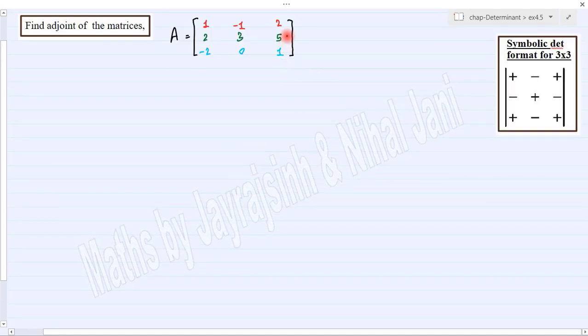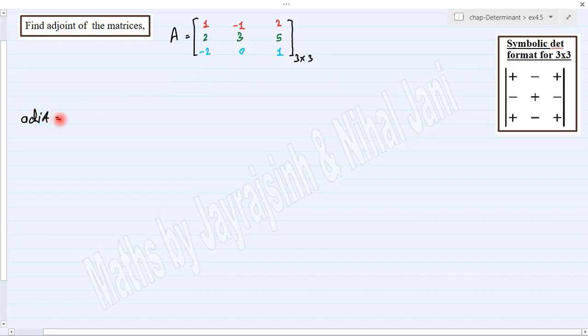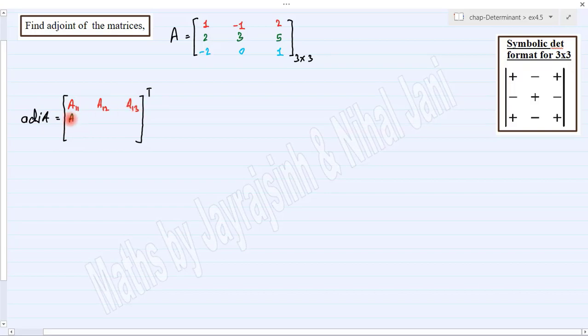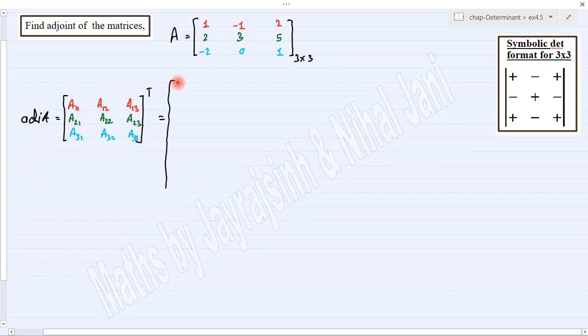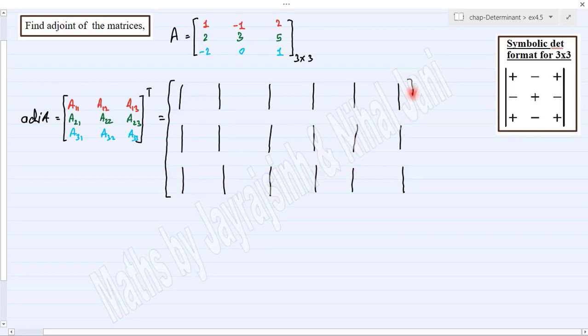In this question, we have to find adjoint of matrix A, which is order of 3 cross 3. Now, adjoint of A can be defined as transpose of matrix which is made up of cofactors of respective elements. Now, our matrix is 3 cross 3. So, their cofactors must be of order of 2 cross 2. So, let's make 9 2 cross 2 determinants. And don't forget the transpose.